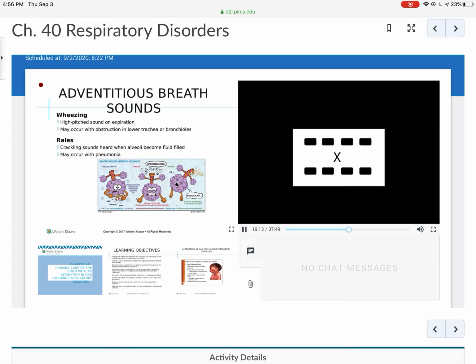And there's a little cartoon for you. So bronchi is more like snoring sounds, wheezing, and then crackles.